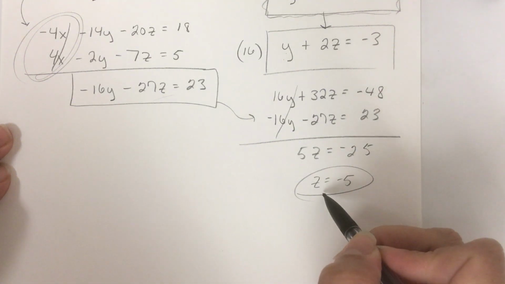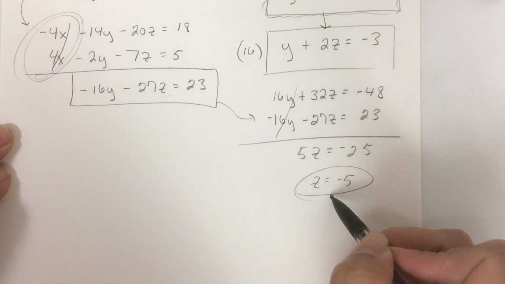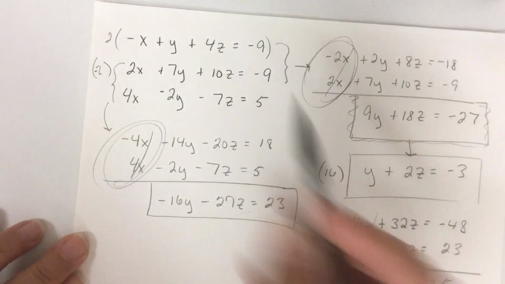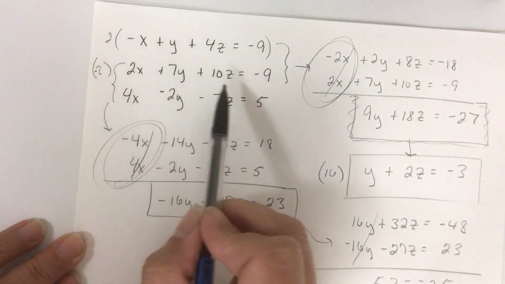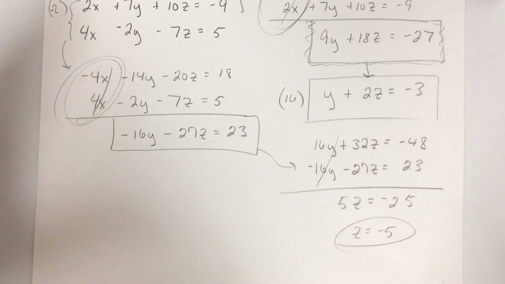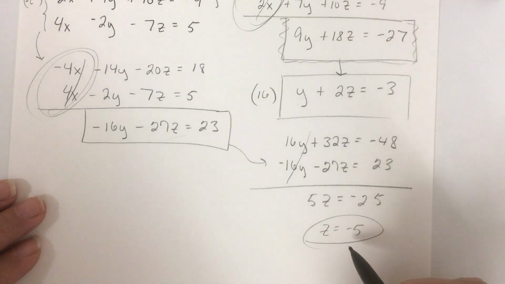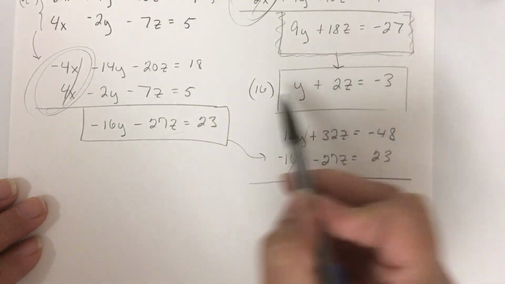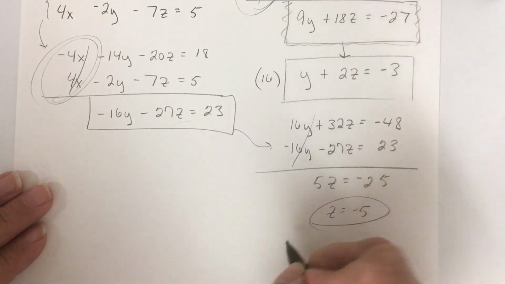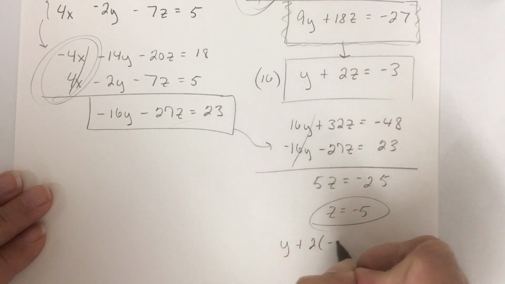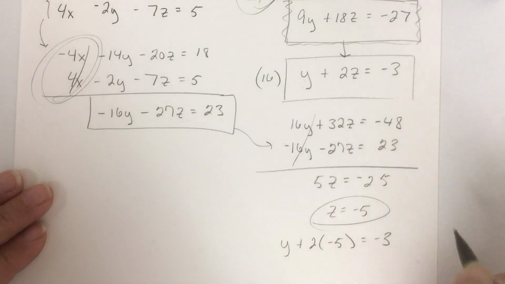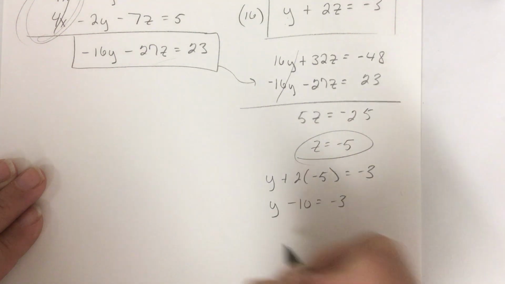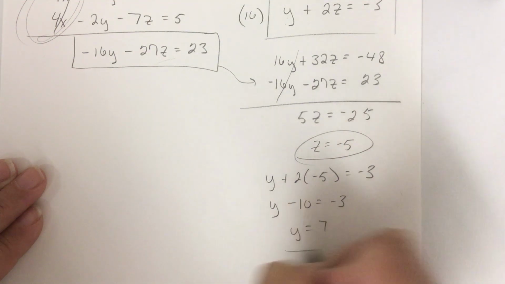Now, once you have one answer, you're going to put it back up into one of the equations that has 2 variables in it. If you plug it back up into one of the originals, you've got 3 variables and you only have 1 value. That's not going to help. So take this and plug it into one of the equations with 2. I would choose this one because it's got the smallest numbers in it. So y plus 2 times z is equal to -3. So y minus 10 equals -3. Add 10 to both sides, and y equals 7.